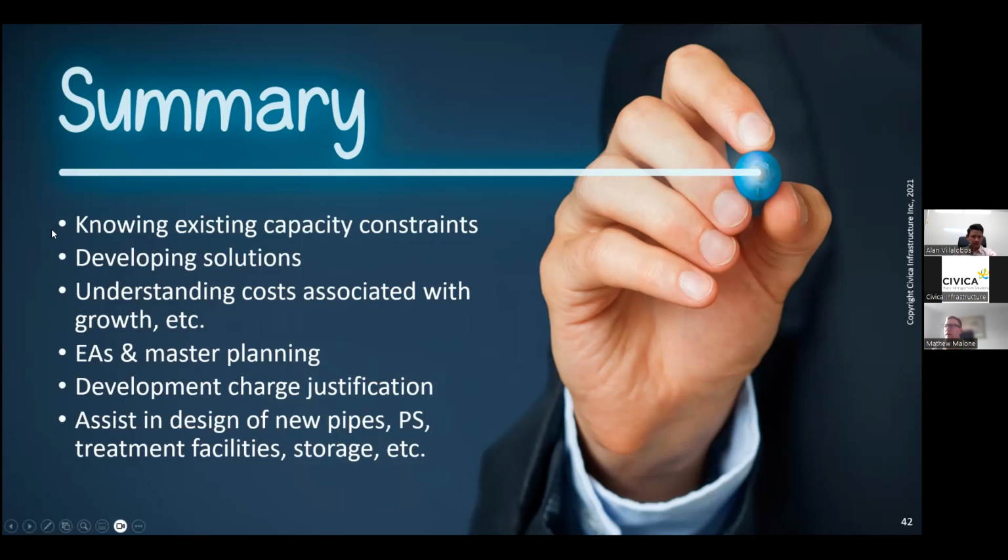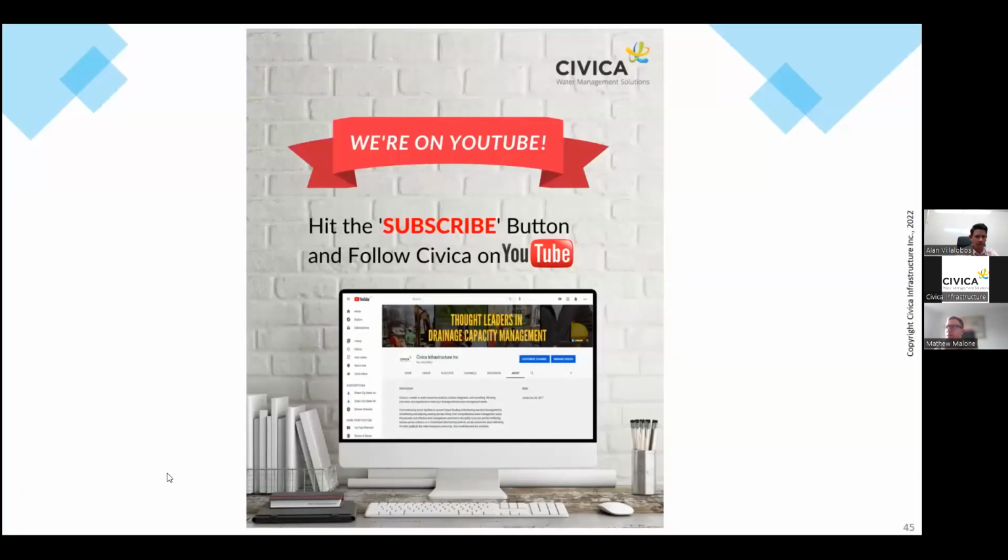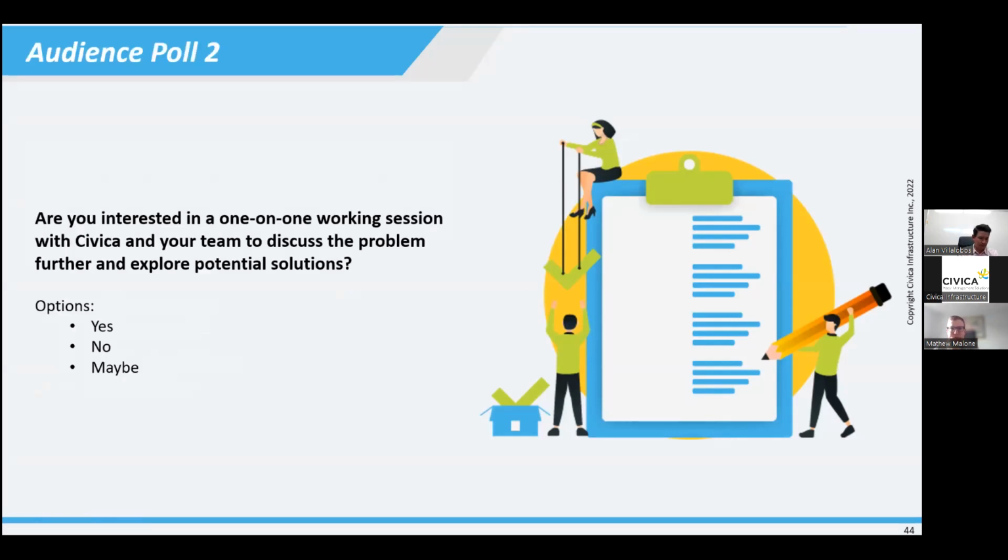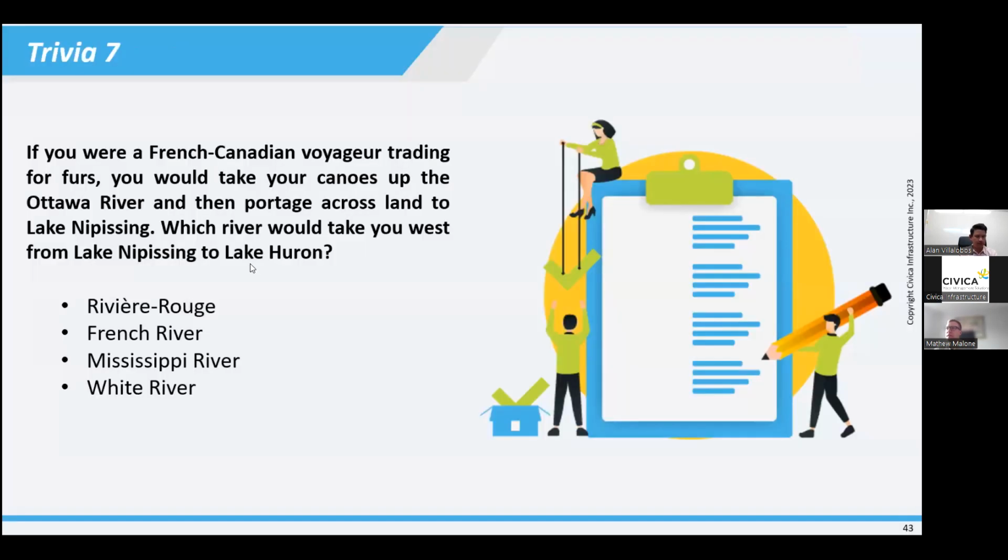So thank you. I think we have our last trivia question, and this one will be a little bit trickier. If you were a French Canadian voyageur trapping for furs, you would take your canoes up the Ottawa River and then portage across the land to Lake Nipissing. Which river would you then take west from Lake Nipissing to Lake Huron? I'll give a few more seconds for people on this one because it's a bit of a mouthful and a bit of a read, so we'll give an extra 10-15 seconds. All right, 5, 4, 3, 2, 1. Awesome.